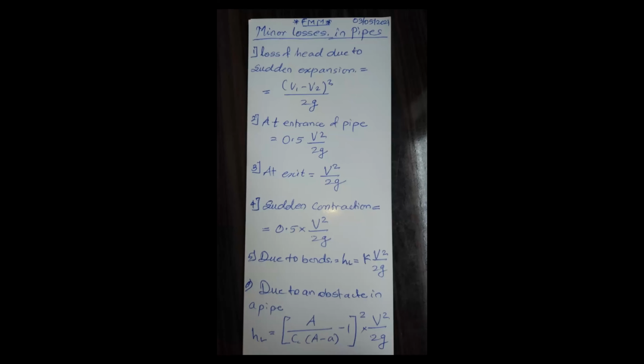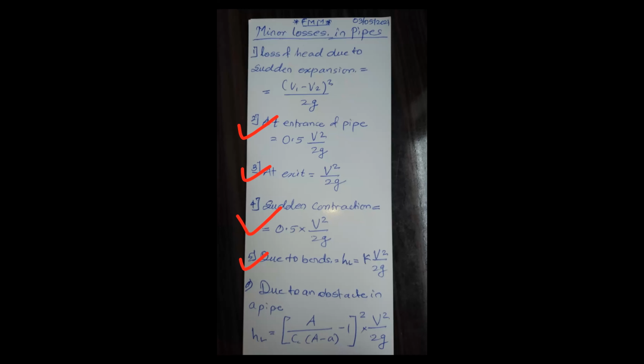And then we have loss of head due to the entrance of the pipe, so 0.5 v square by 2g. At the exit also, we have the v square by 2g. Due to sudden contraction, 0.5 times v square by 2g. If the pipe is having the bends, then head loss will be k multiplied by v square by 2g, where k is the constant. You can say that coefficient of the bend.